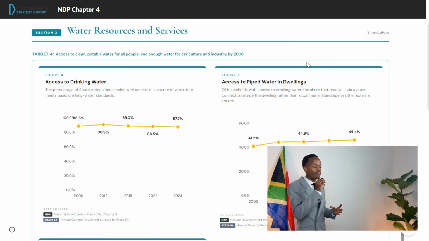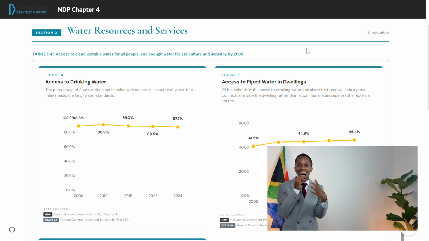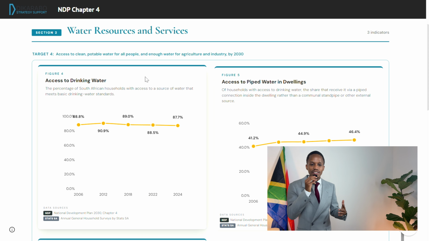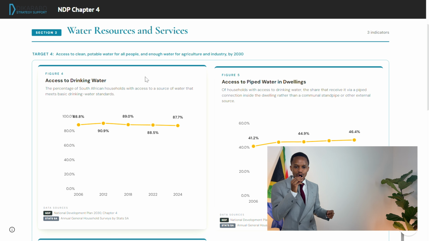Based on the data available in the NDP progress trackers and just my research online, I couldn't find data points that could conclusively allow me to reach the conclusion that this target has been achieved or not achieved. So I rated this target number 4 as inconclusive in our assessment, but I've provided a few data points that give us a sense of what the access to clean potable water landscape looks like in South Africa, at least. So figure 4 over there tells us about the percentage of South African households with access to a source of water that meets basic drinking water standards.